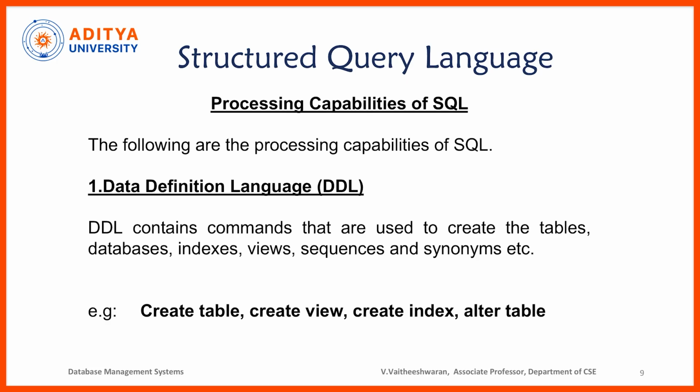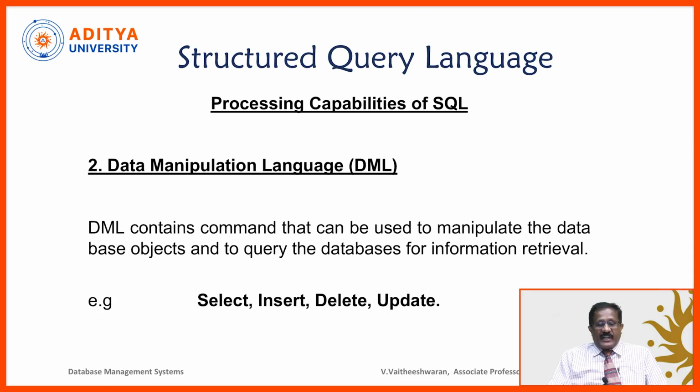What are the processing capabilities of SQL? The following are the processing capabilities of SQL. The first one is data definition language. DDL contains commands that are used to create the table, databases, indexes, views, sequences and synonyms. Create table, create view, create index, alter table. These are the commands used in DDL, data definition language.